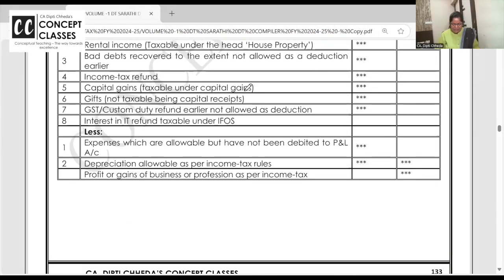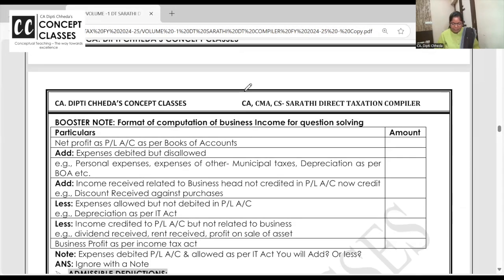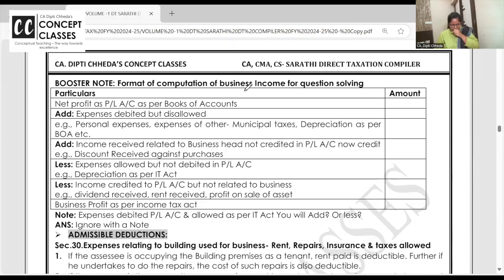Now, this is the format. I'll go just little later. See, every head, I'll start from this. This is like screenshot ले लो, लिख लो इसको, बहुत बहुत important है. 1 second, dear students.